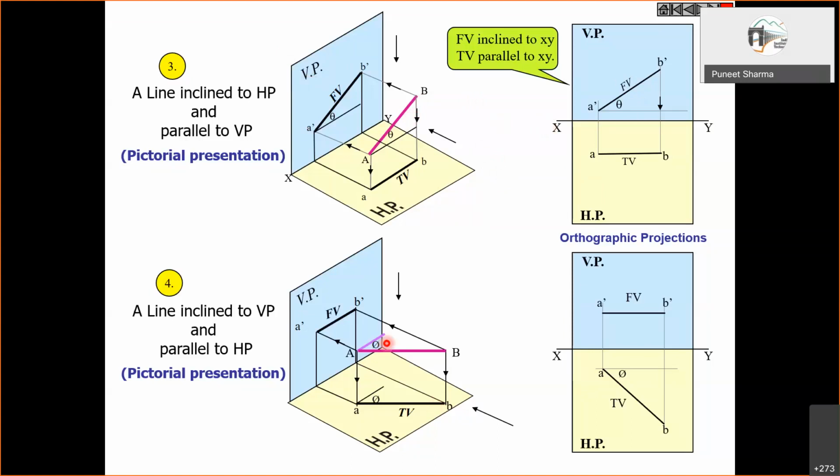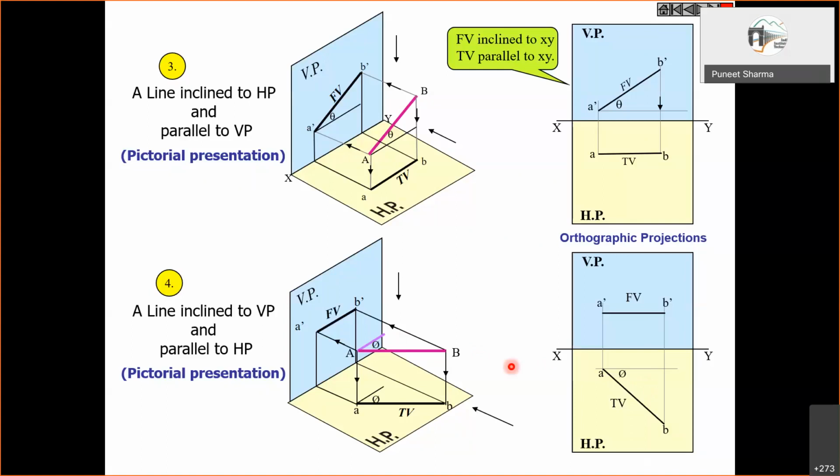Likewise here the line is parallel to the horizontal plane. So whatever the inclination of the line with the vertical plane is, we are able to obtain that in the top view. So the top view makes the same inclination with the XY line, whatever is the inclination of this line with the vertical plane. Now let us consider some more features associated with this, which are not obtained with these diagrams directly.